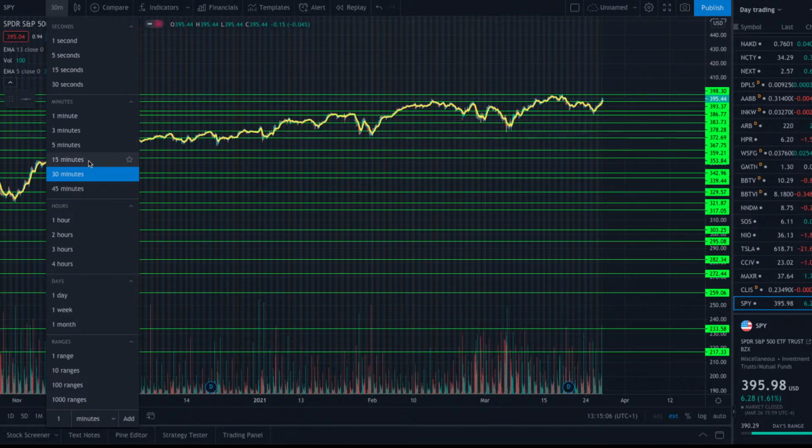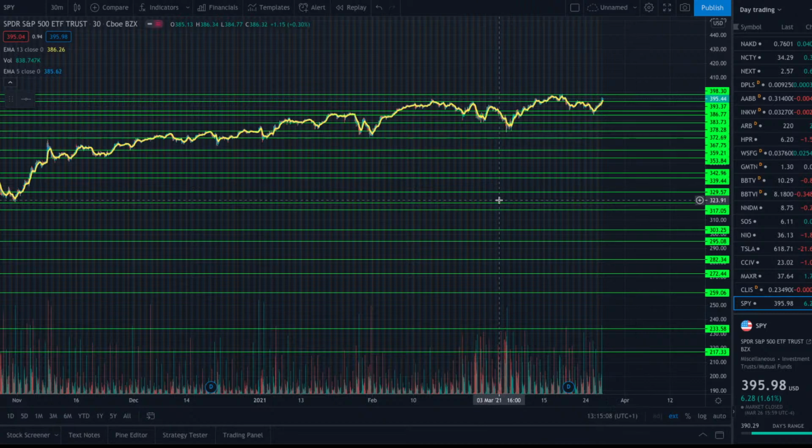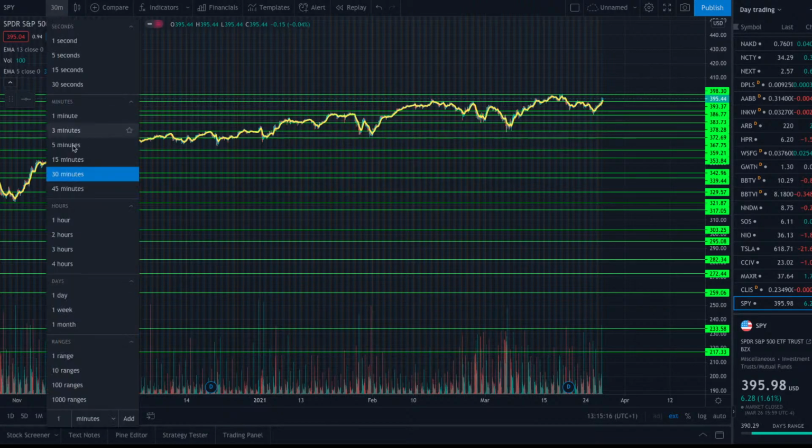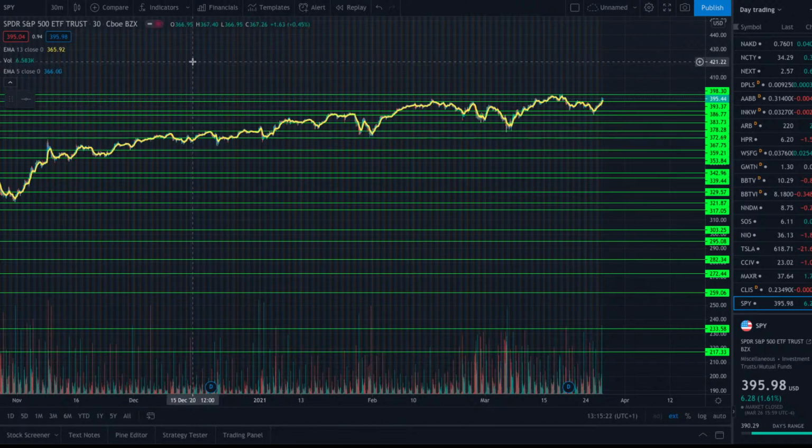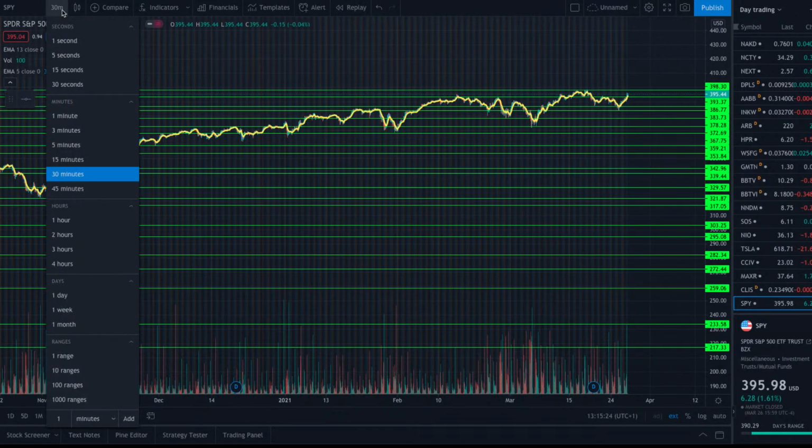I'll just go to the 30-minute and I'll leave it as that. I won't go any further. But if you're looking at particular stocks that you're looking to scalp and get into day trades, then you might want to go down to the 15. If you're scalping, you want to look at the 5-minute and the 3-minute, maybe even the 1-minute. So that is what I'll do on the S&P 500.